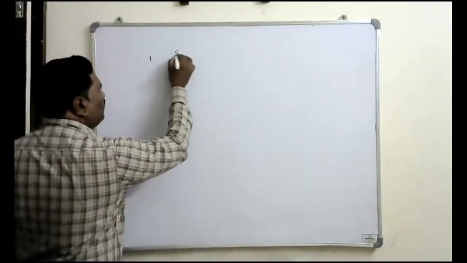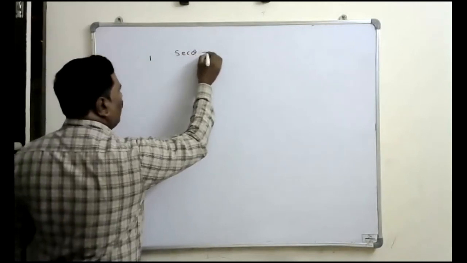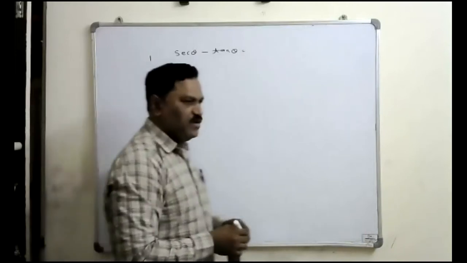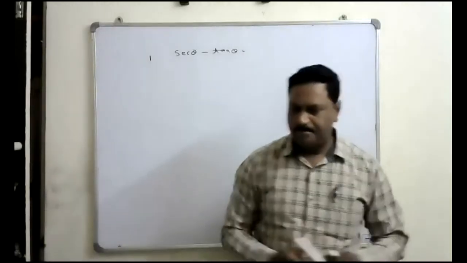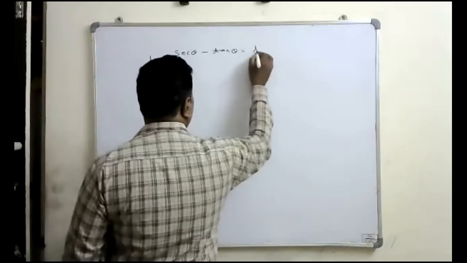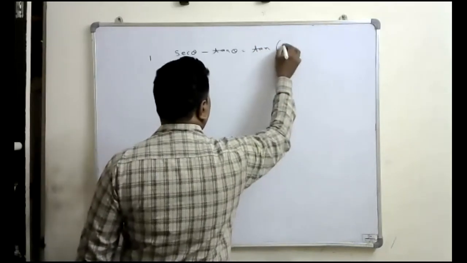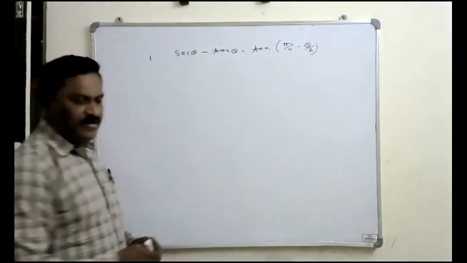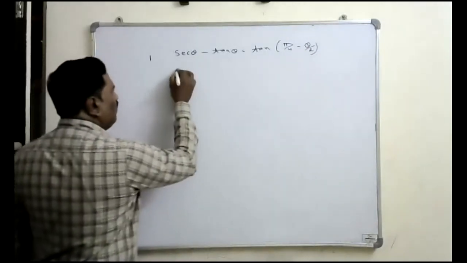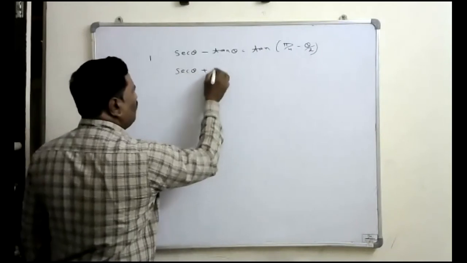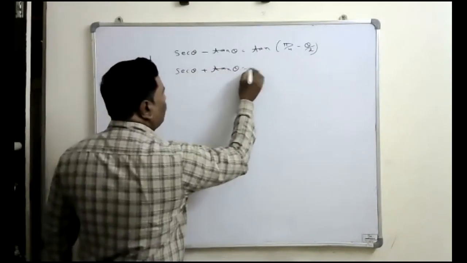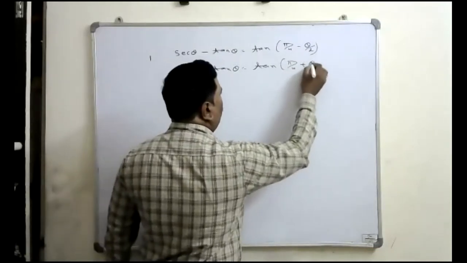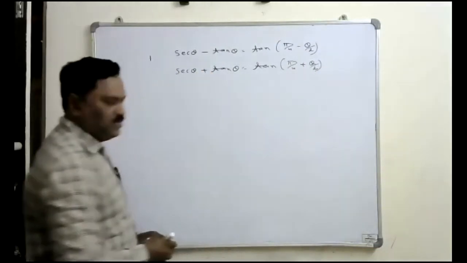The first result is that secant theta minus tan theta. Tell me how do you write that? Tan of pi by 4 minus theta by 2. Good. That is the secant theta minus tan theta. Then how do you write secant theta plus tan theta? Tan of pi by 4 plus theta by 2. That is the result.